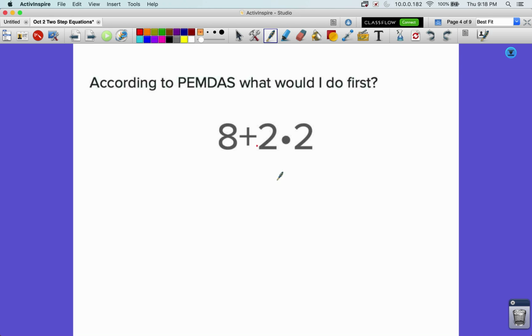Okay, so the correct answer is I would do the multiplication first. All right, so multiplication comes before addition in PEMDAS. All right, soon we're going to learn about SADMEP. SADMEP is PEMDAS backwards. And this is the order we undo operations. This is the order we undo.